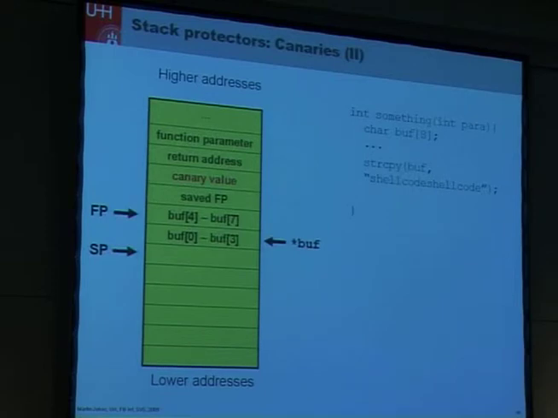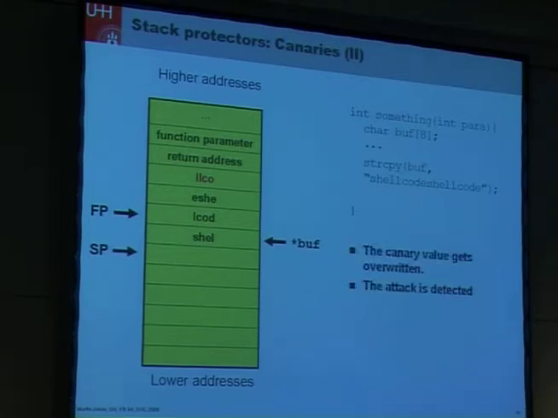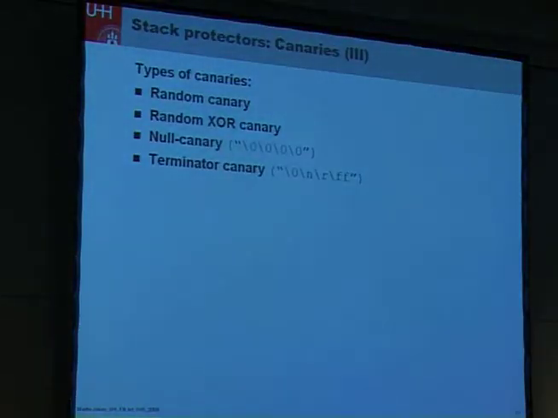And then we have the saved frame pointer and our vulnerable buffer. If somebody tries to copy a shellcode into our buffer and do a buffer overflow, the shellcode is written over the buffer boundaries and is overwriting the canary value. When we return from this function, the function epilogue looks if the canary is still valid. If the canary is not the value we expect it to be, in this case it's LLCO, then an alert is produced and usually the program terminates. The canary gets overwritten, and the attack is detected.